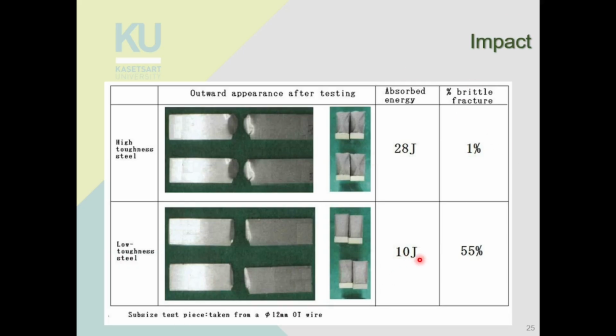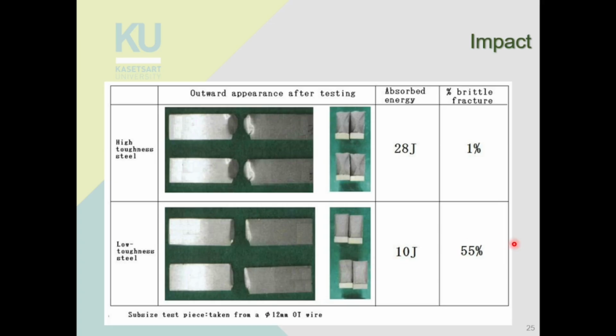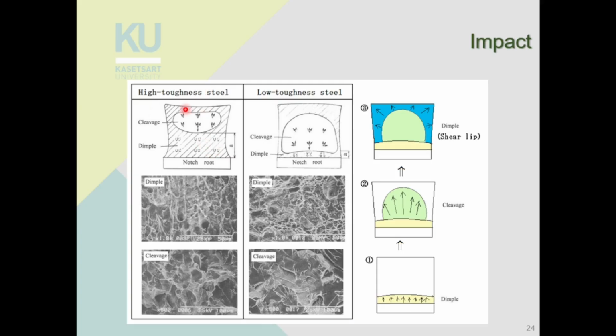You can see that the specimen only absorbs about 10 joules before breaking, and the amount of brittle fracture is about 55%. The brittle fracture refers to the cleavage. So if you have a lot of cleavage, that means that material has a lot of brittle fracture. For steel with high toughness, you can see that it absorbs 28 joules before it breaks, and there's only 1% area of cleavage.